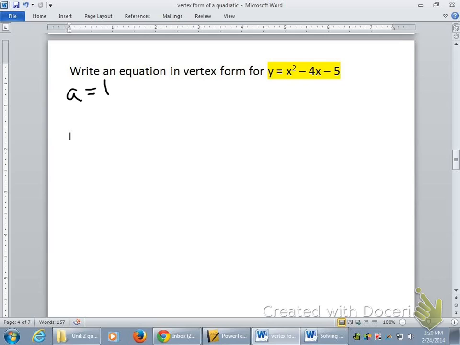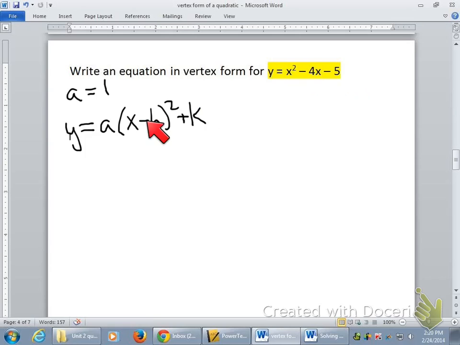Now, I'm going to write down my new form just because it's new. All right? So I'm looking to have my final answer look something like this. I want my A, which I now know is a 1, parentheses x minus h something squared plus k. So that's what I'm looking to have. Now, like I said, I know this is a 1 already, so I got one thing done.